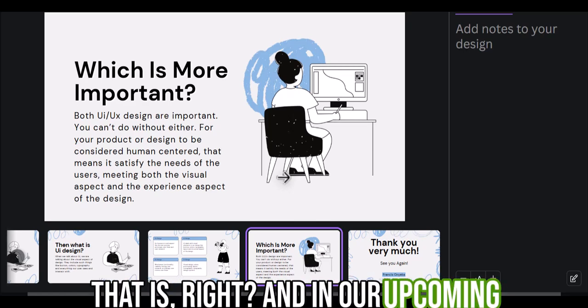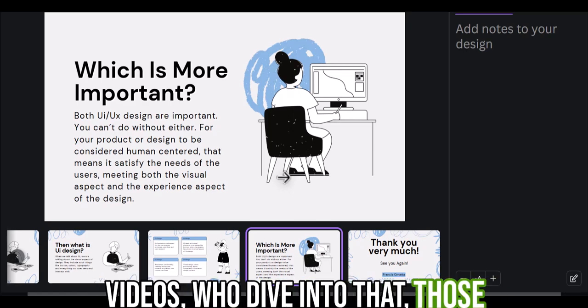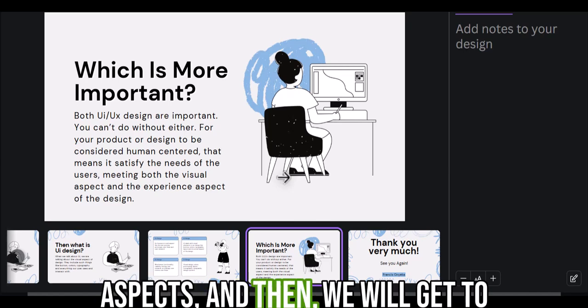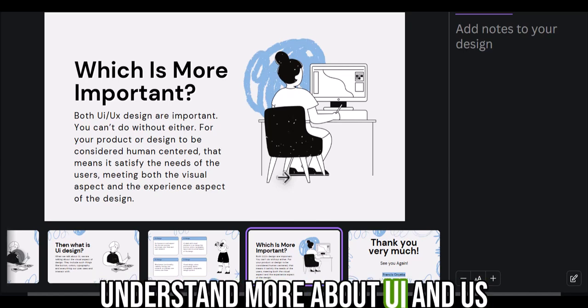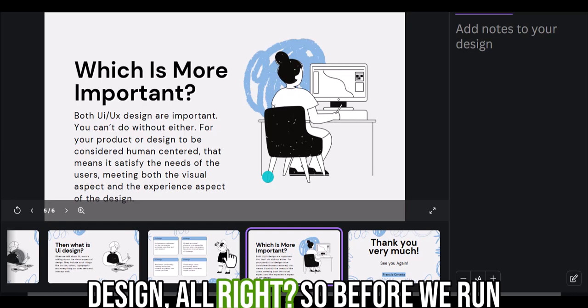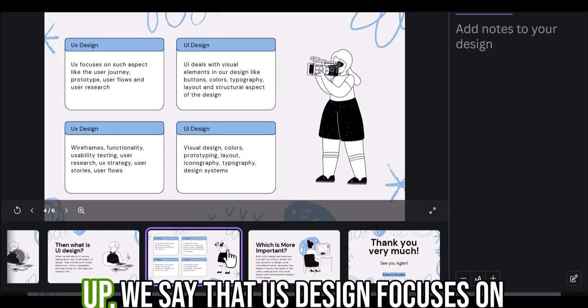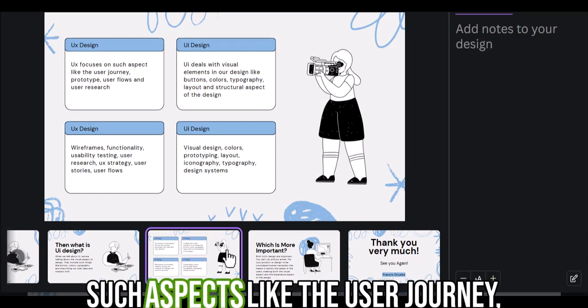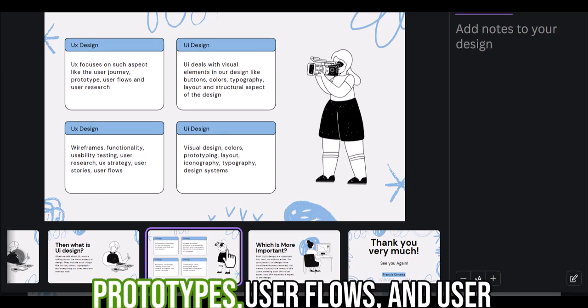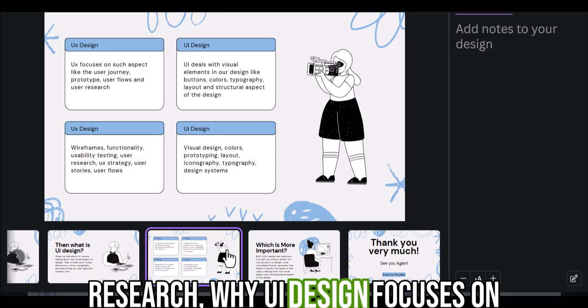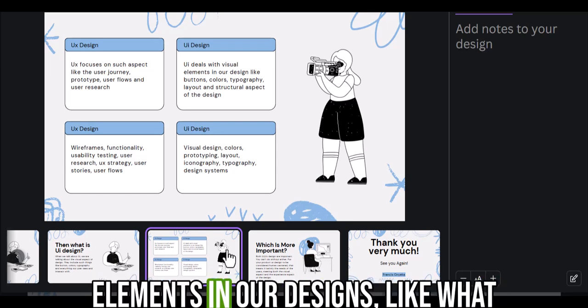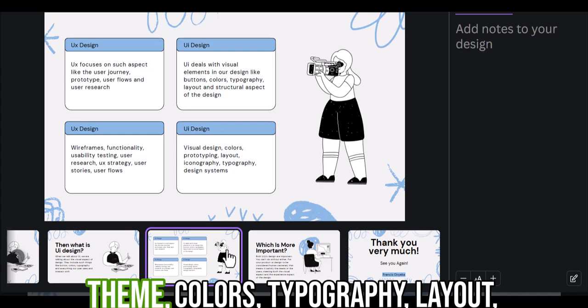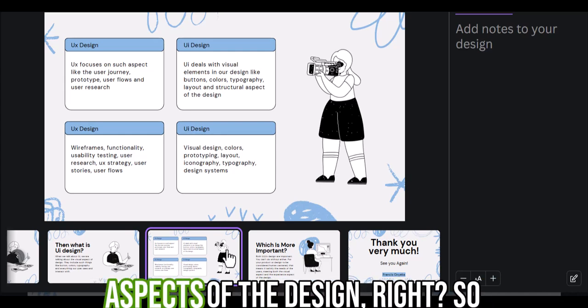In our upcoming videos we'll dive into those aspects, and we will get to understand more about UI and UX design. So before we round up, UX design focuses on aspects like the user journey, prototypes, user flows, and user research, while UI design focuses on elements in our designs like buttons, colors, typography, layout, and every other structural aspect of the design.